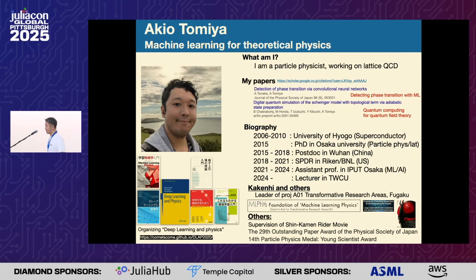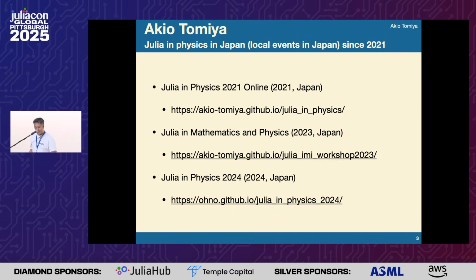So this is a self-introduction. I am a particle physicist, and I'm working on lattice QCD, which I will talk about. And I'm personally working on the distribution of Julia in Japan, and I have held several small workshops in Japan since 2021.